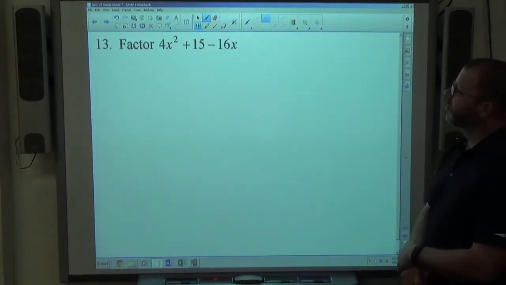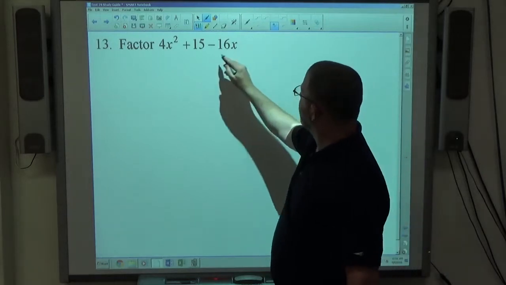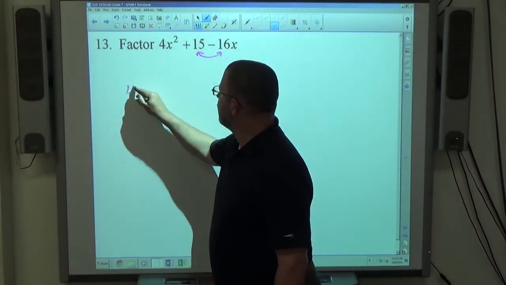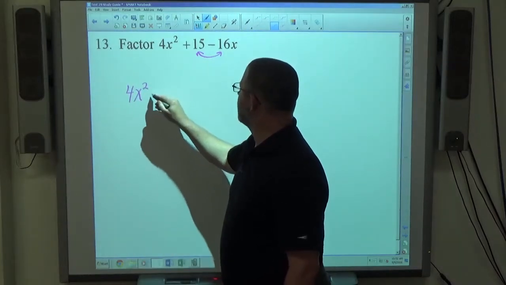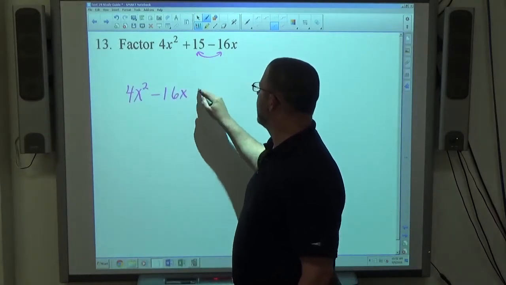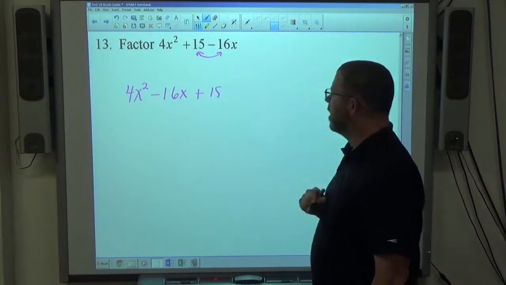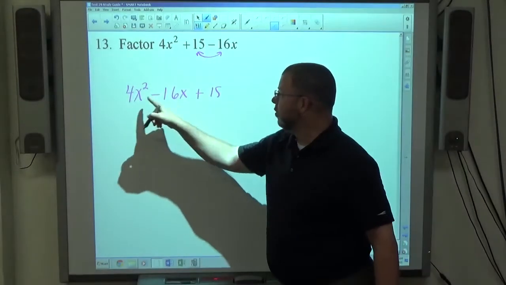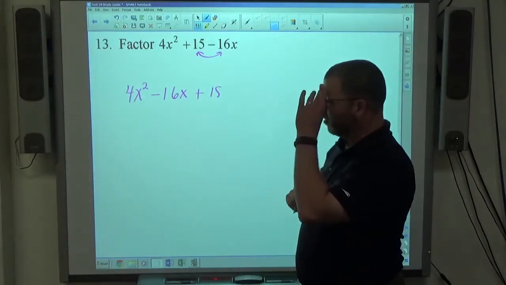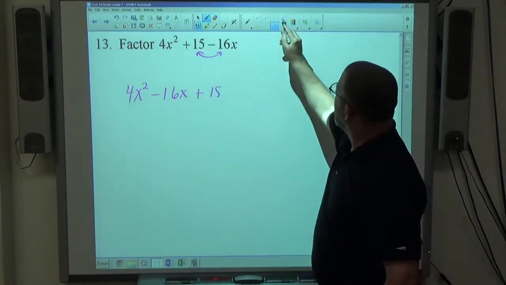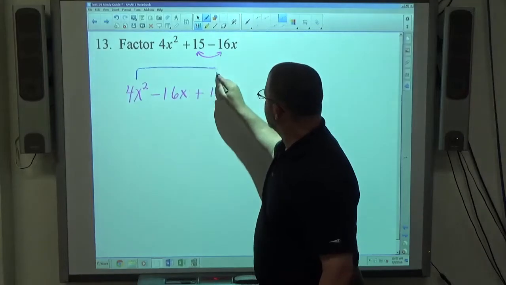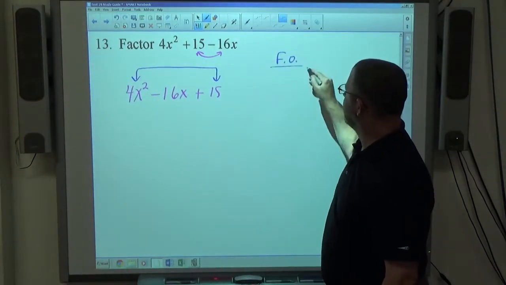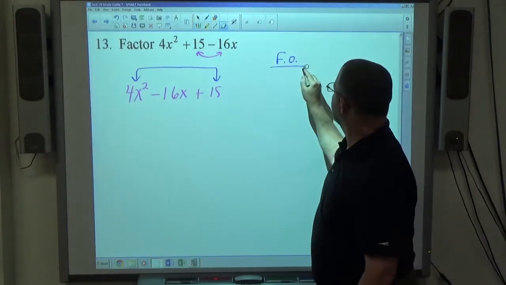Number 13, we're supposed to factor this. The first thing I notice is that the x term and the constant are in the wrong order, so I'm going to rearrange it. So 4x squared is going to stay right where it's at. I'm going to put minus 16x in the middle and then plus 15 last. And since we have a number in front of x squared, there's no way to reduce by 4 because 15 doesn't divide by 4, so there's no common factor issue here. I've got to multiply these two together to figure out the factors of the number. So we want factors of positive 60x squared.